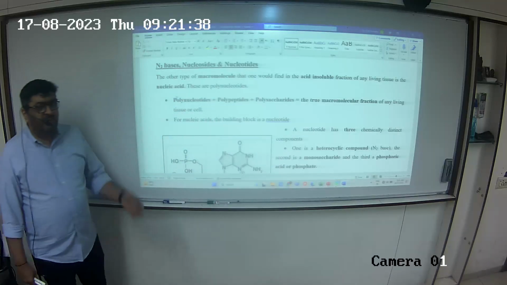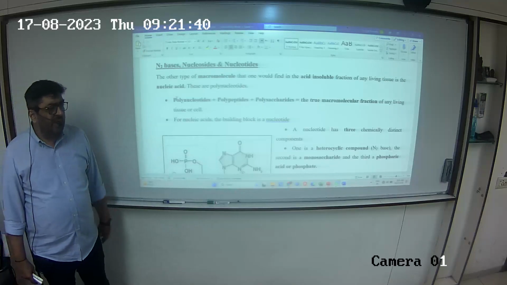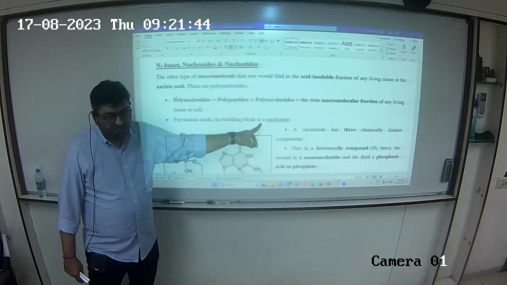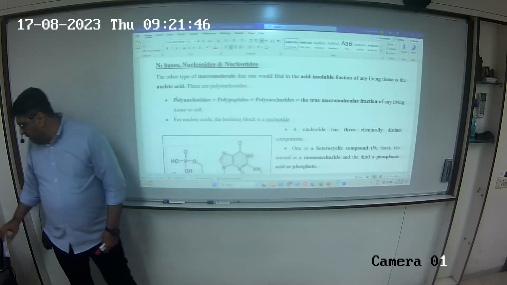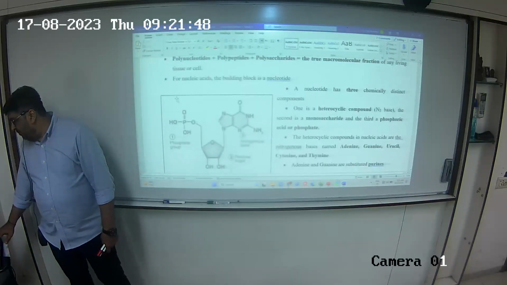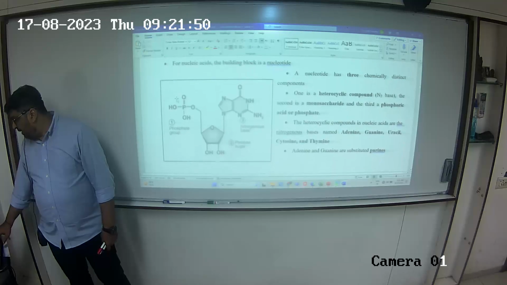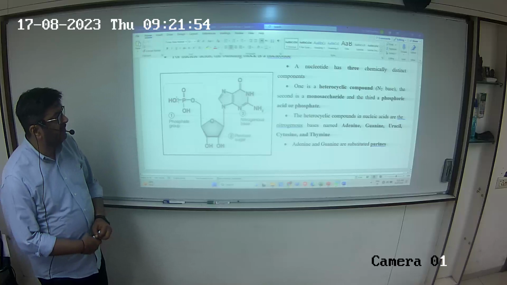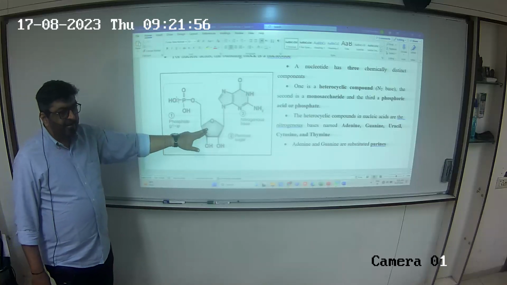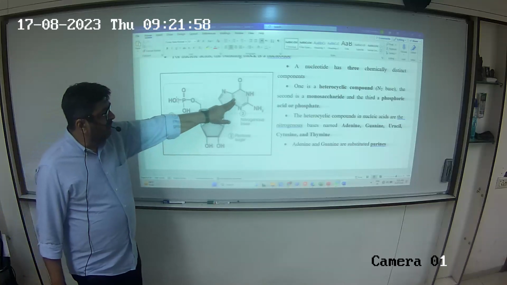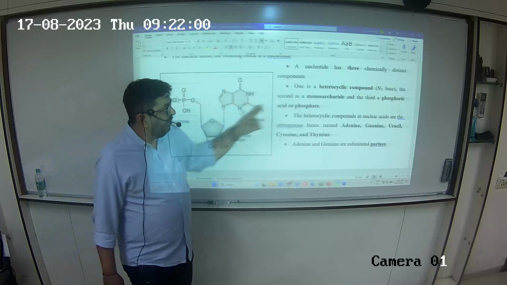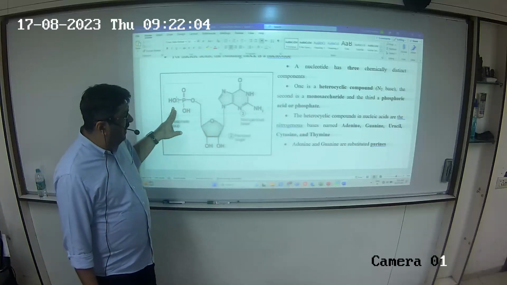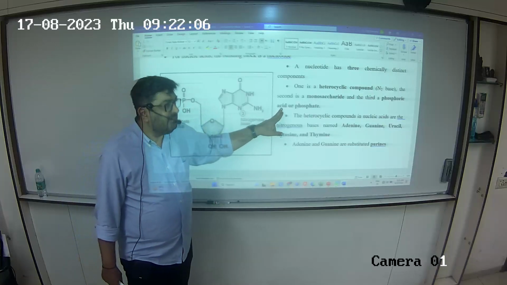Now before we go on to the structure of a nucleic acid, it is essential that we know what a nucleotide is. ठीक है? Now a nucleotide is made up of three parts. Three chemically distinct components. We have a sugar, a nitrogen base, which is a heterocyclic compound, and third is a phosphate, which is nothing but phosphoric acid.